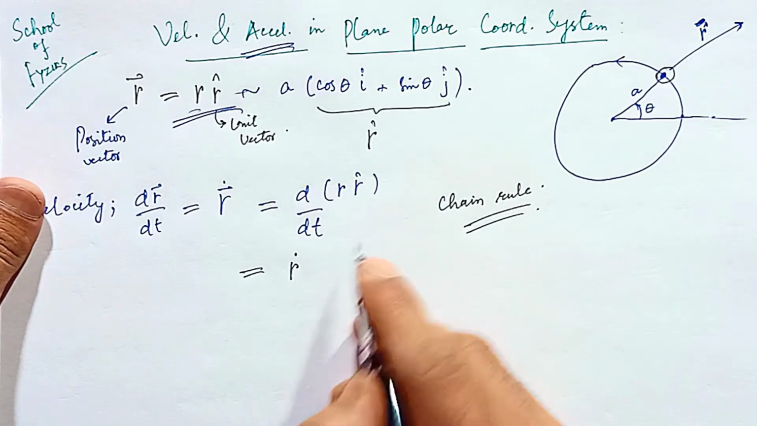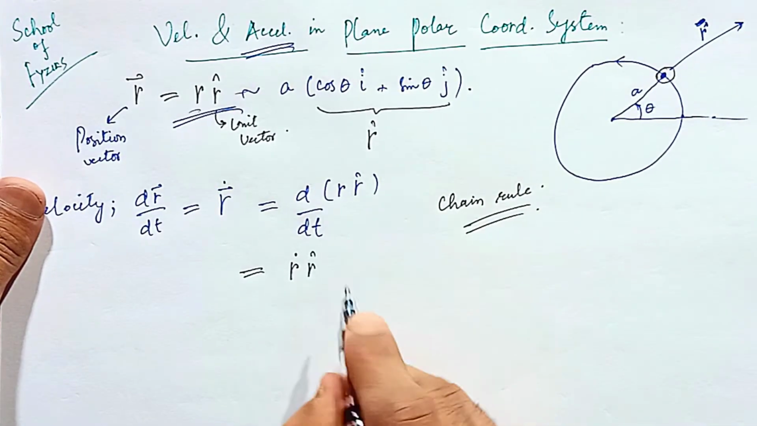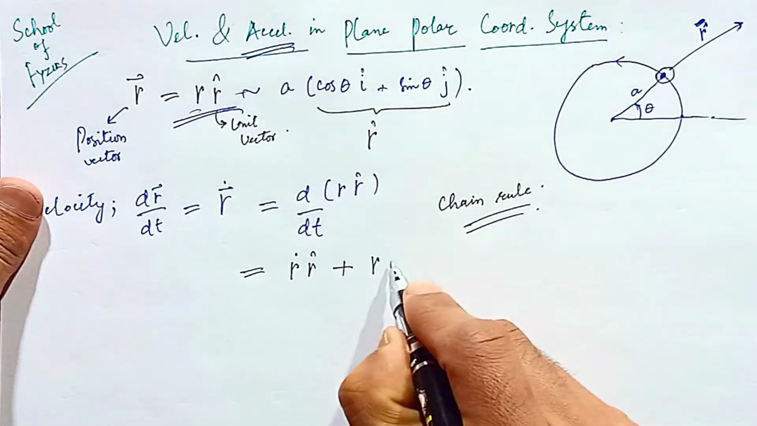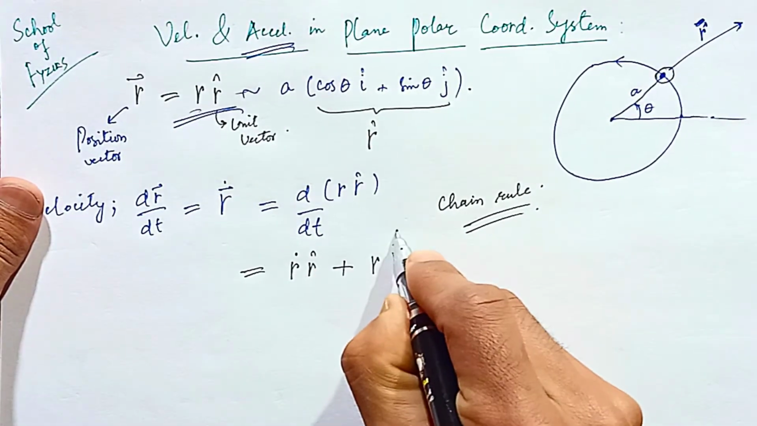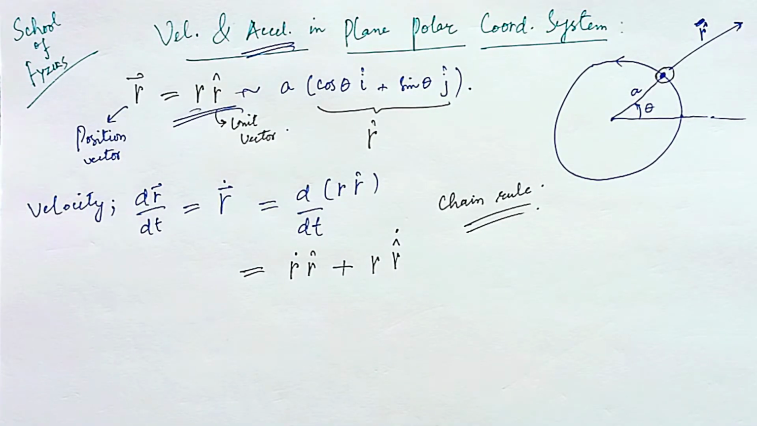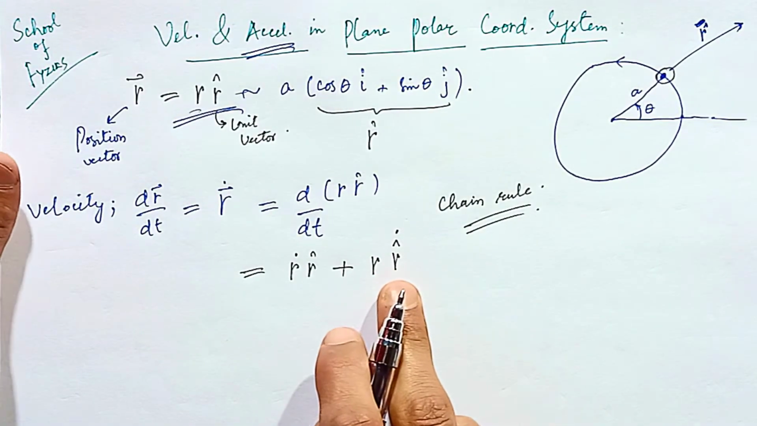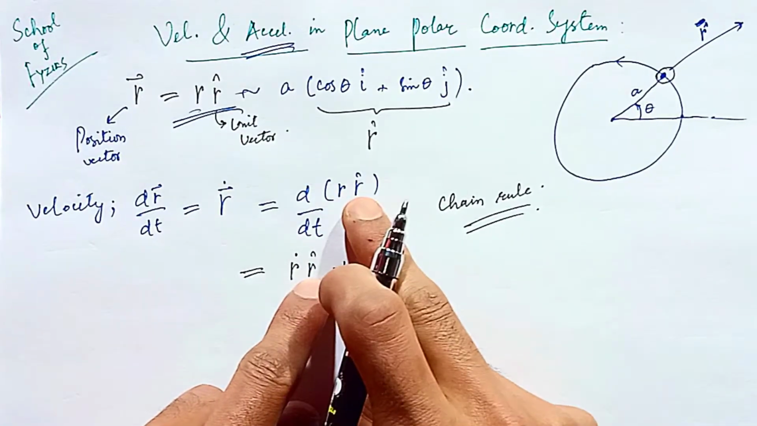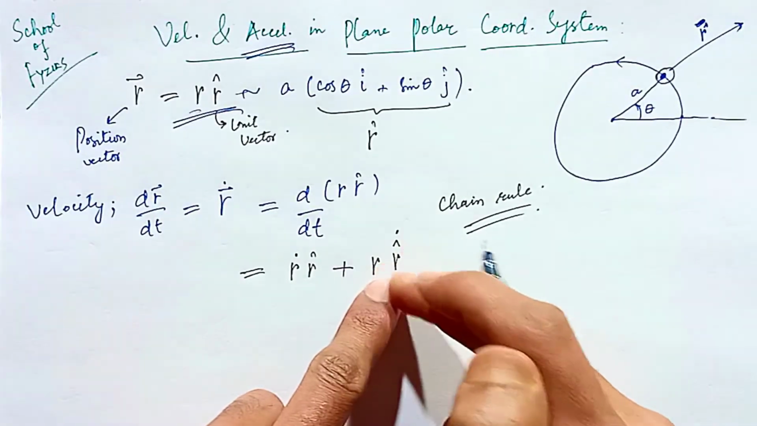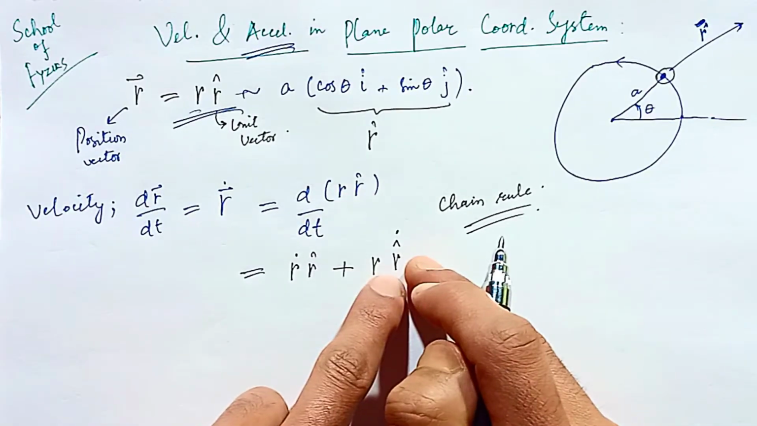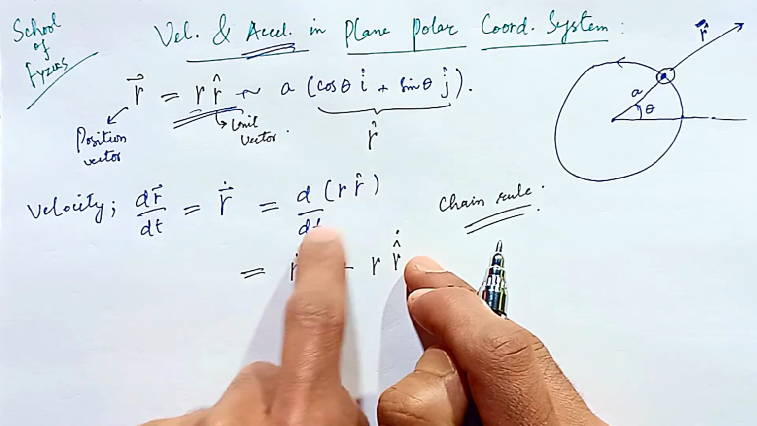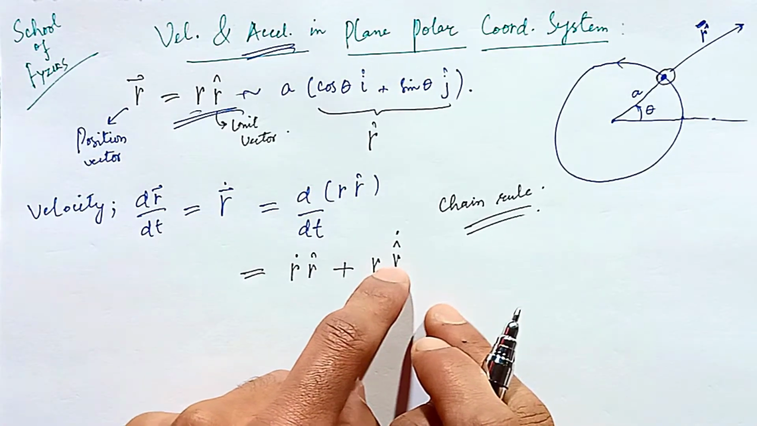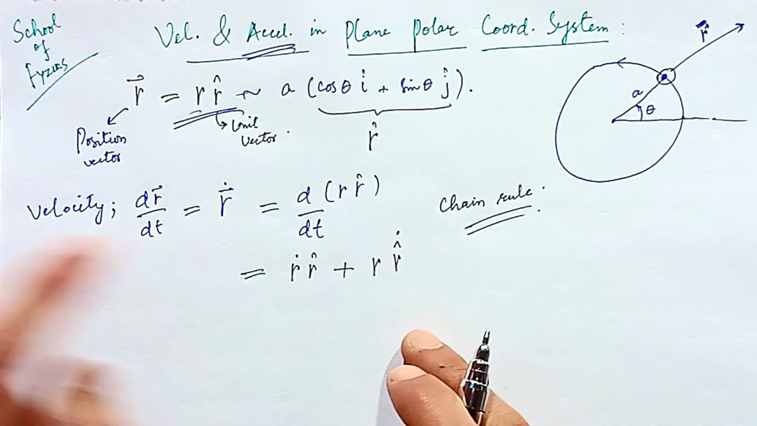So r dot multiplied by r hat as it is, plus r as it is into the differentiation of r hat with respect to time, that is r hat dot. You have to be very cautious here. I differentiated first this very thing, keeping this as it is, then plus, keeping this constant, the differentiation of this with respect to time. Dot represents the differentiation with respect to time, which is the Newtonian representation.